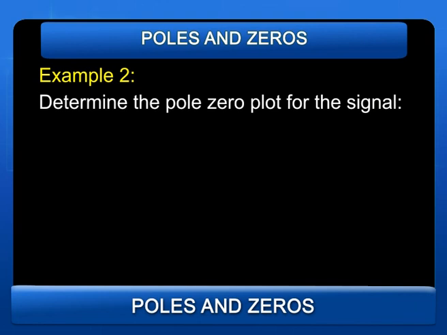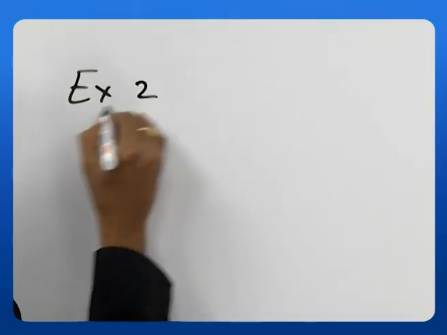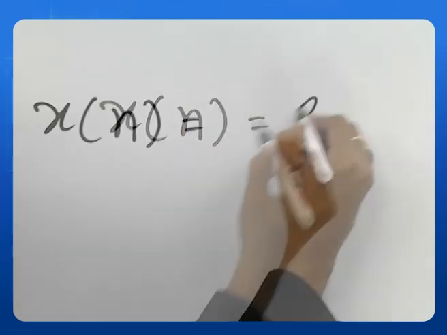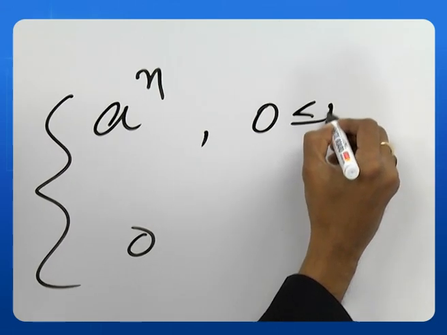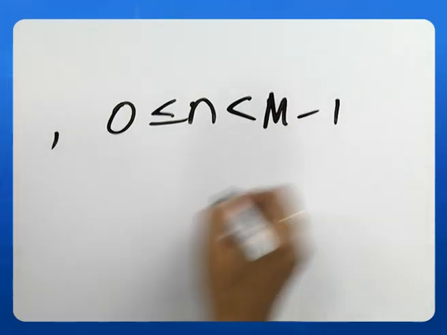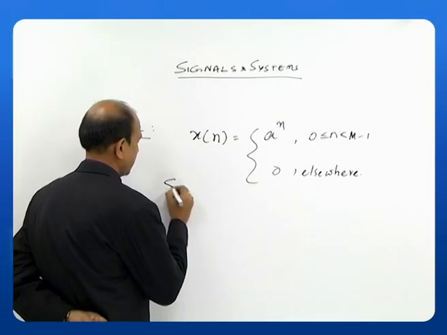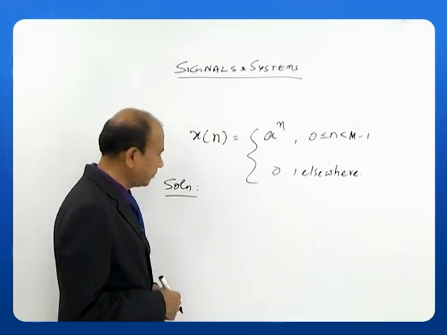Let us see the second example. Determine the pole-zero plot for the given signal x of n equals a to the power of n, for n between 0 and m minus 1, and 0 elsewhere. Let us see this problem. Let's look at this equation.